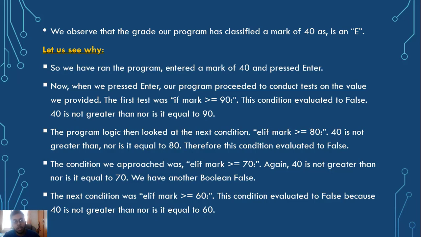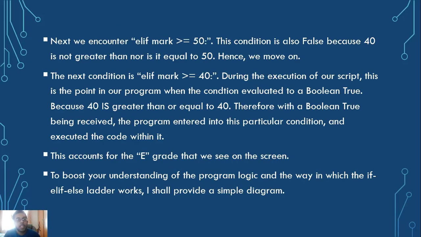The condition we approached was elif mark is greater than or equal to 70. Again, 40 is not greater than nor is it equal to 70. We have another boolean false. The next condition was elif mark is greater than or equal to 60. This condition evaluated to false because 40 is not greater than nor is it equal to 60. Next we encounter elif mark is greater than or equal to 50. This condition is also false because 40 is not greater than nor is it equal to 50.